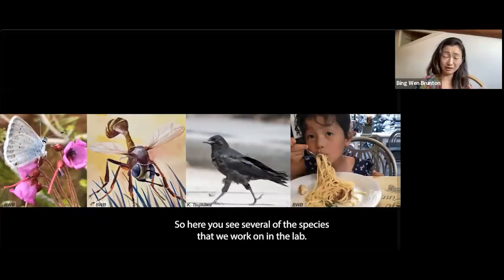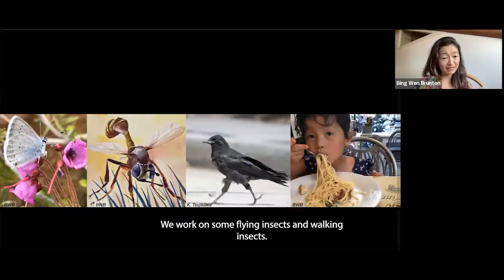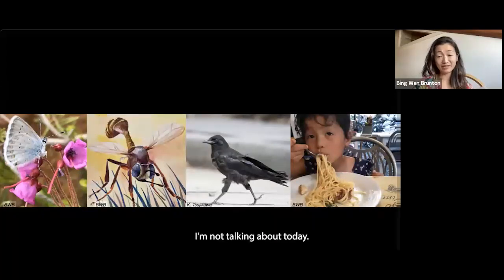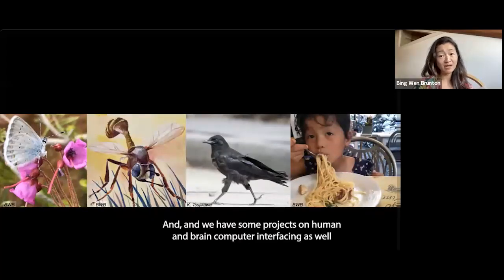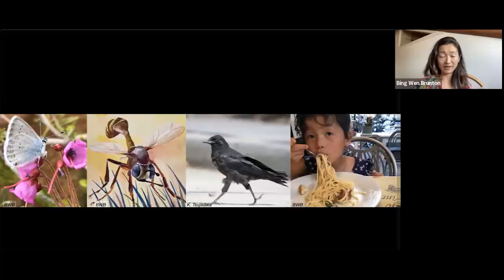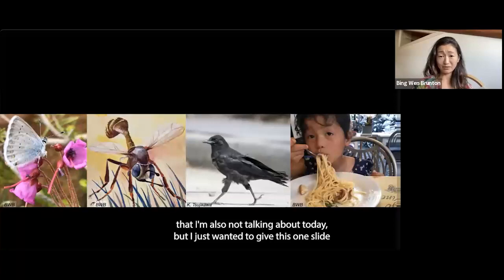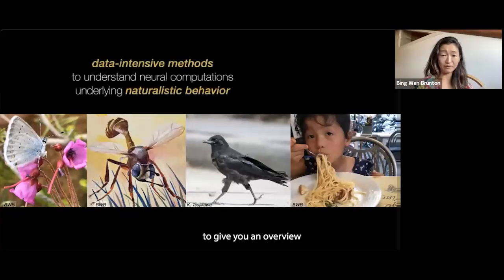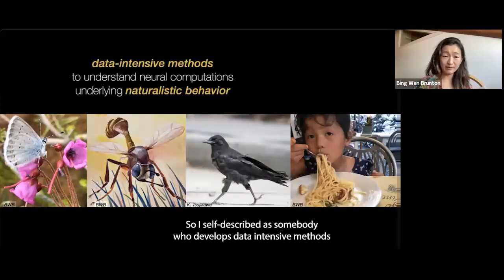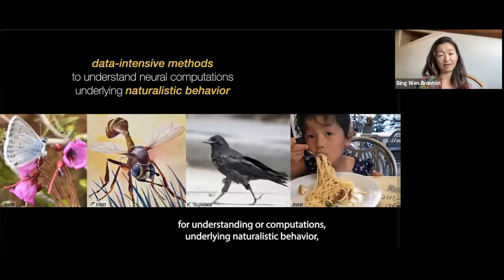So here you see several of the species that we work on in the lab. We work on some flying insects, some walking insects, a couple of bird projects that are super cool I'm not talking about today. And we have some projects on human brain-computer interfacing as well that I'm also not talking about today. But I just wanted to give this one slide to give you an overview of what my lab does as a whole before we dive into one particular project. So I self-describe as somebody who develops data-intensive methods for understanding neural computation underlying naturalistic behavior.